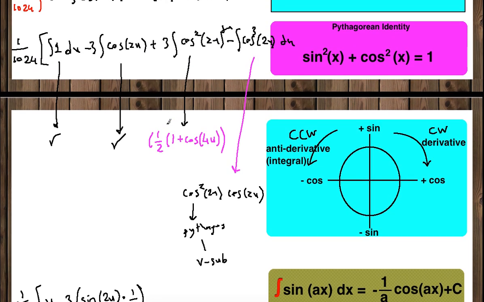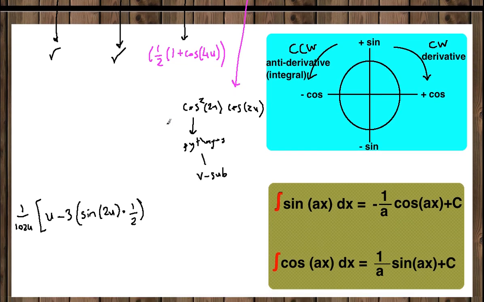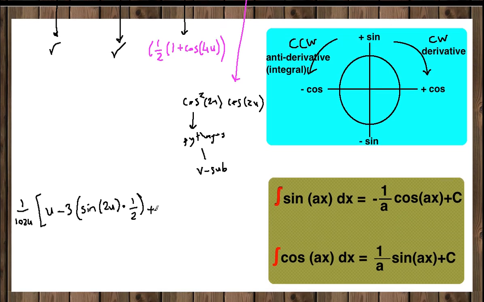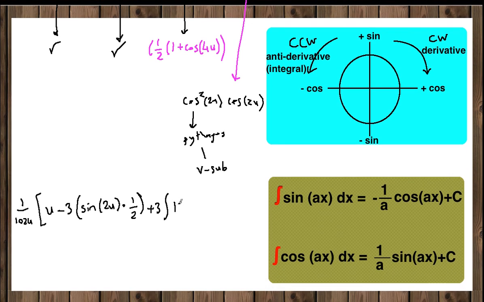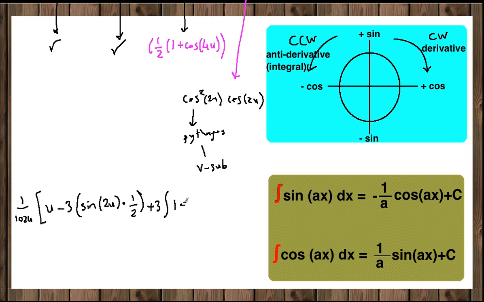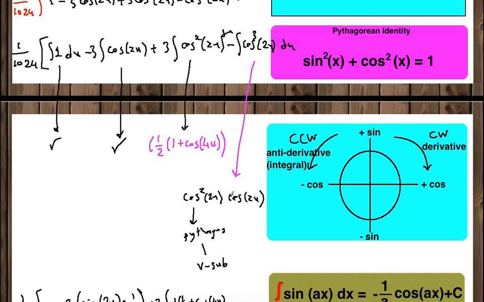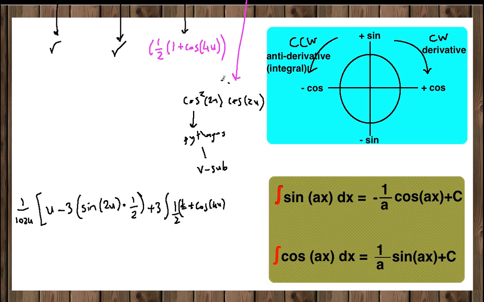Next one, we're going to apply the half angle identity. Plus 3 times the integral of 1/2 times 1 plus cosine of 4u. And let's continue. Minus, let's do this integral in the end. Let's take care of this 3.